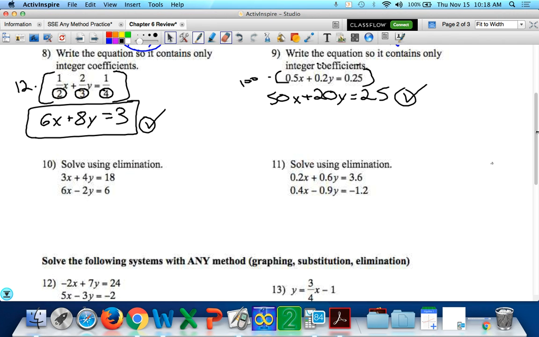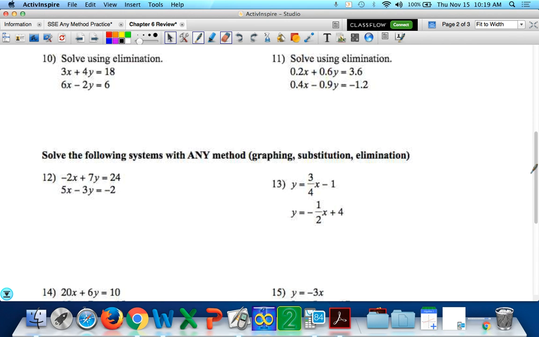On number 10, we get down to the elimination method. So we've already had 2 graphing problems. Right above 8 and 9, number 6 and 7, were 2 substitution problems. And now 10 and 11, we've got elimination problems. So they're spaced out on this test, okay? And they're in the order that we learned them.